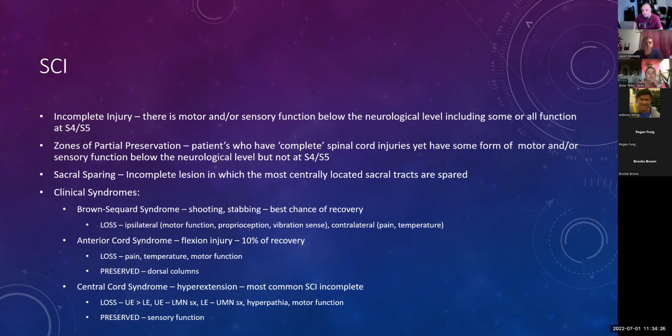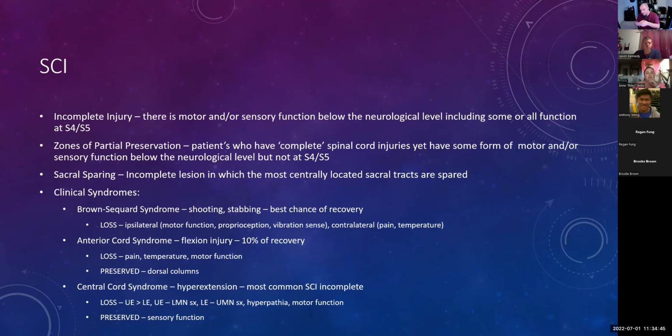Anterior cord syndrome is a flexion injury against the anterior cord that's getting compressed. So I'm going to lose pain, temperature, and motor. And obviously, if the anterior portion is injured, the posterior portion is going to be preserved. So a lot of my dorsal columns are saved.